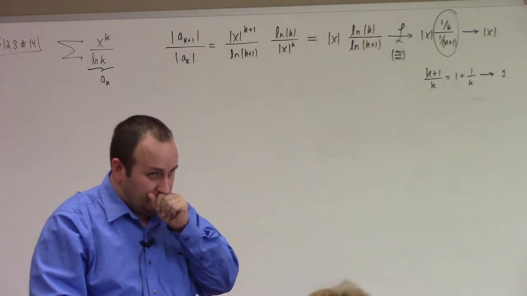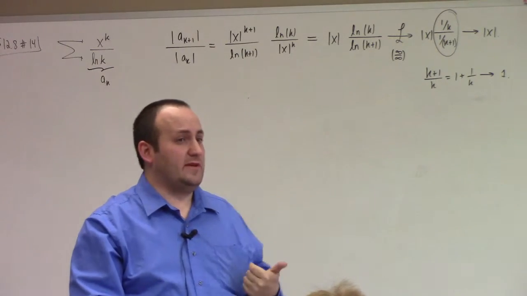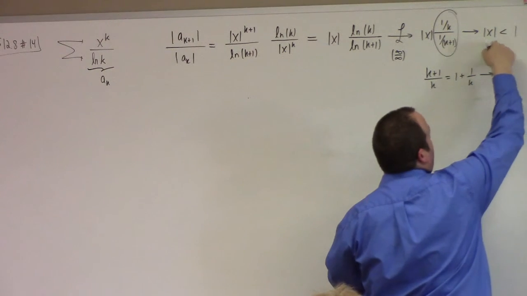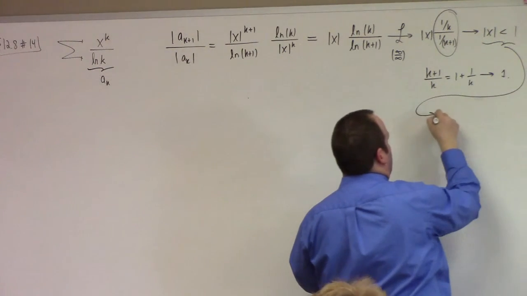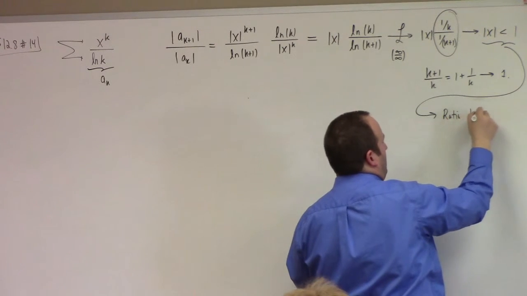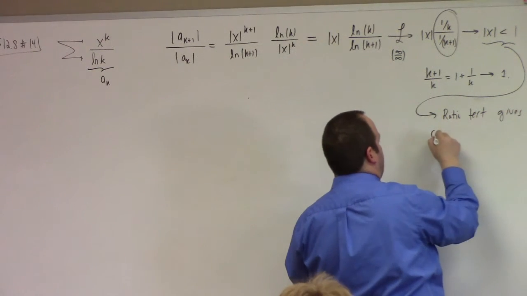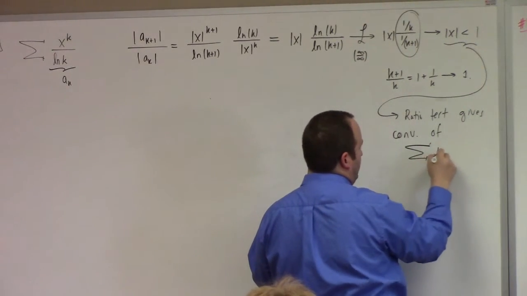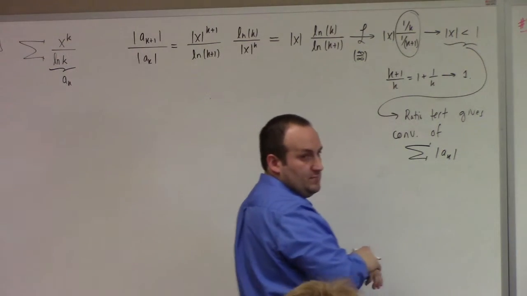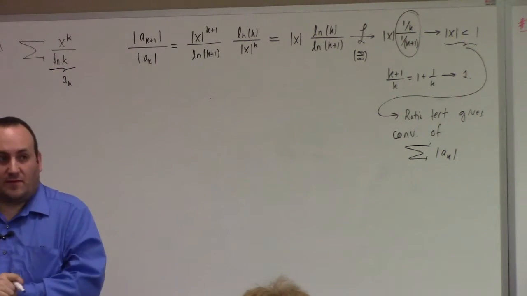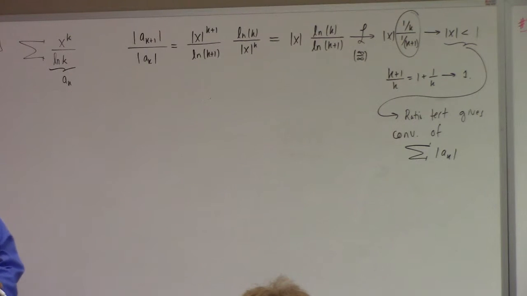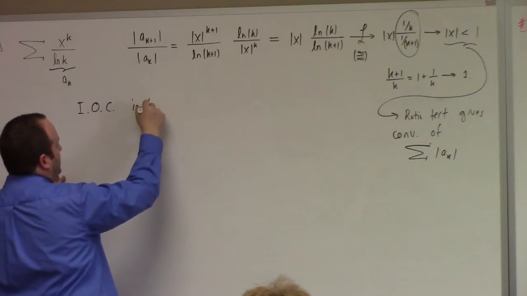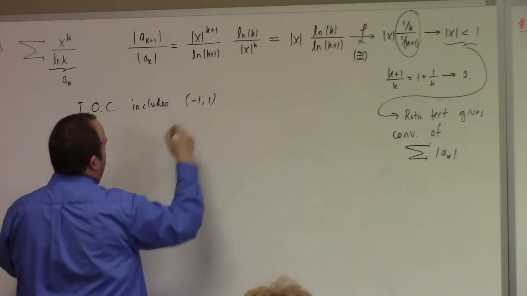Now that just gives us the open interval of convergence as what? Minus 1 to 1. Right, this has to be less than 1. If this is less than 1, then the ratio test gives convergence of what? The series of the absolute value of a sub k, right? Because I just applied the ratio test to the absolute value series. So in fact, we get absolute convergence of the power series on the open interval minus 1 to 1. So the interval of convergence includes minus 1 to 1.